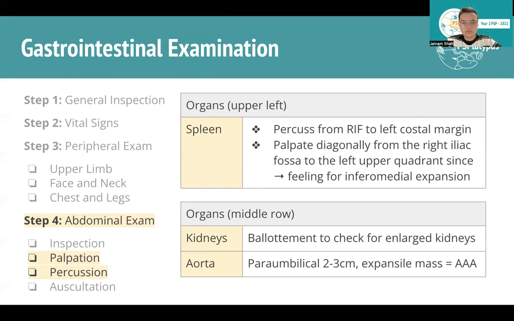And then finally, the aorta. So you want to be looking around the umbilicus. Sorry, that shouldn't say para-umbilical. Para-umbilical is more for the renal arteries. When it comes to the aorta, you're just looking about 2 to 3 centimeters above the umbilicus. I'll make that correction in the slides. And if you feel an expansile pulsatile mass, as soon as you feel those characteristics, you're thinking an abdominal aneurysm. Okay, so you're thinking abdominal aortic aneurysm, which is important because those aneurysms have a high risk of rupturing, which is like a surgical emergency. Very, very high mortality.